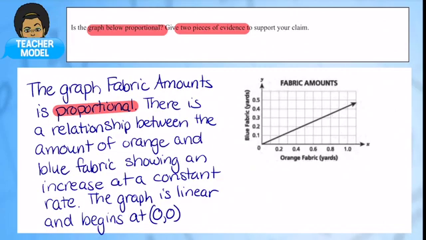There is a relationship between the amount of orange and blue fabric showing an increase at a constant rate. So I'm naming that increased constant rate. The graph is linear and begins at 0, 0. So I'm giving a lot of information that tells you all the reasons why I believe this is proportional. If I wanted to, I can add some additional data.